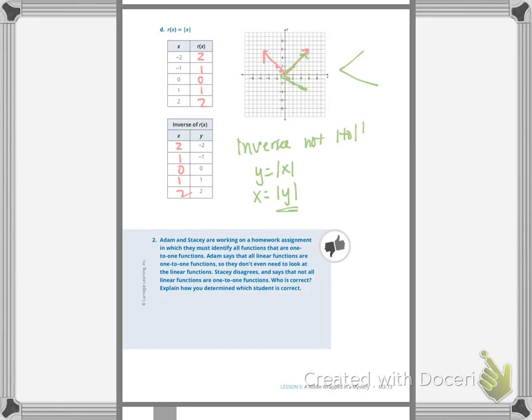Okay, so it says Adam and Stacy are working on a homework assignment in which they must identify all functions that are one-to-one functions. Adam says that all linear functions are one-to-one functions, so they don't even need to look at the linear functions. Stacy disagrees and says that not all linear functions are one-to-one functions. Who is correct? Explain. Well, normally we think of linear functions, remember it's a line, going this way and this way. But we can also have a linear function go this way, which would not be one-to-one, because if I did my vertical line test, it would be bad. So that's still technically a line, it's just going up and down. So Stacy is correct in this one.